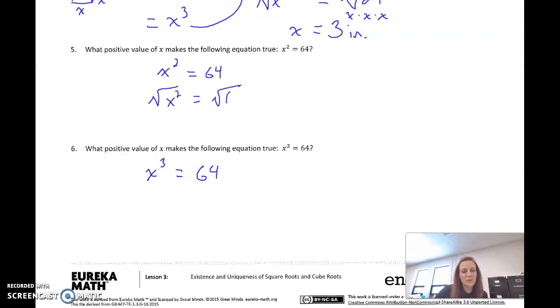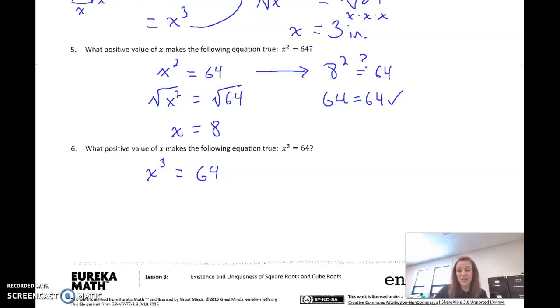And when I take the square root of both sides, remember what I'm saying is what number times itself equals 64? 8. Okay, 8 times 8, 8 squared is equal to 64. Okay, and again, you could always check it. If you take 8 and plug it in for x here, does 8 squared equal 64? It does, okay? But now down here, it's a cube, right, to the third power.